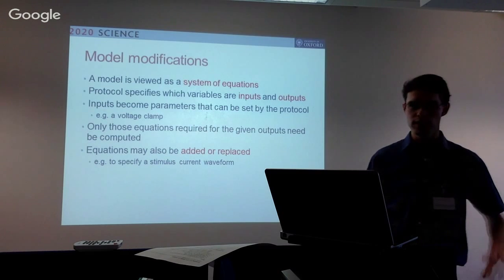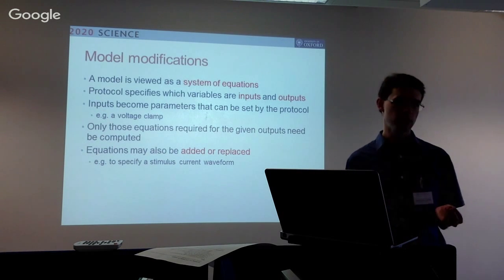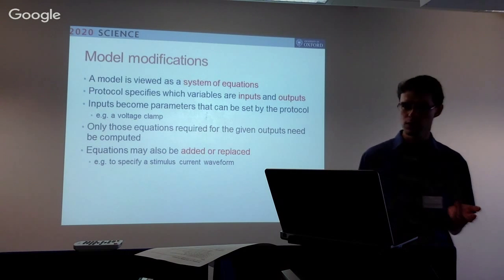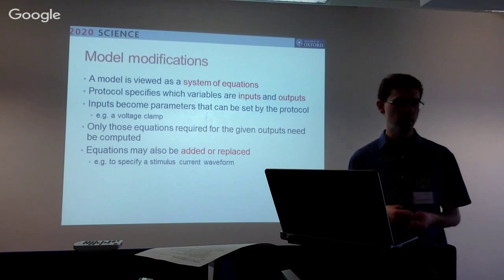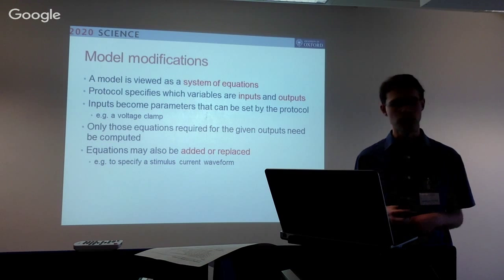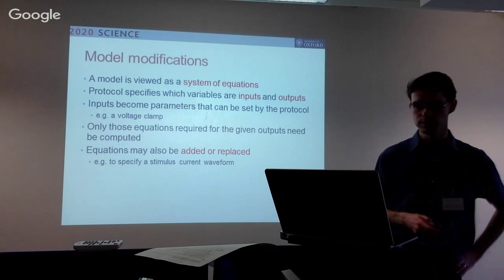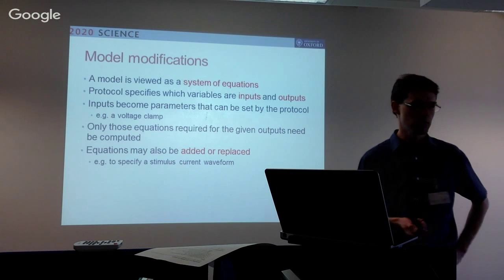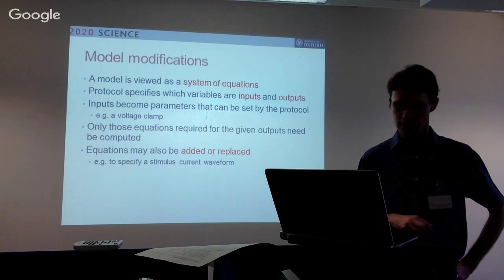And you can also, at that sort of abstract level, define new equations. So you can give a new definition for any variable, and either that will become a new equation in the model if the variable wasn't there before, or it will replace the existing definition if the variable was there. So you can alter the mathematics of the model in any way you choose from the protocol. And the most common example of that is just putting in different stimulus current waveforms. But you could do many other things if you needed to.